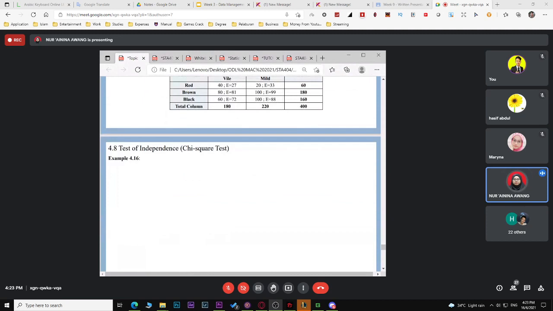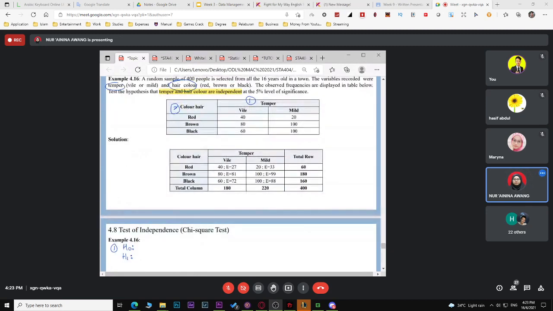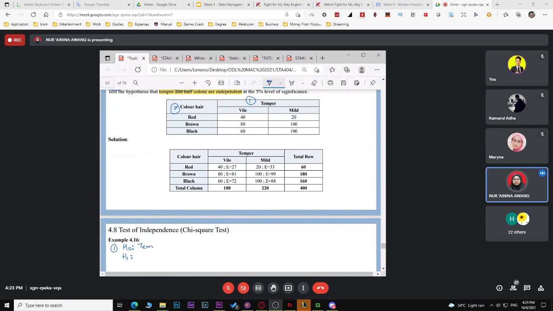So for your hypothesis, what should you write in your H null? The variables are independent of one another. So you can just write the question itself: temper and hair color are independent. And then for your H1, the opposite of independent, we say that temper and hair color are dependent. So this is how to write your hypothesis.